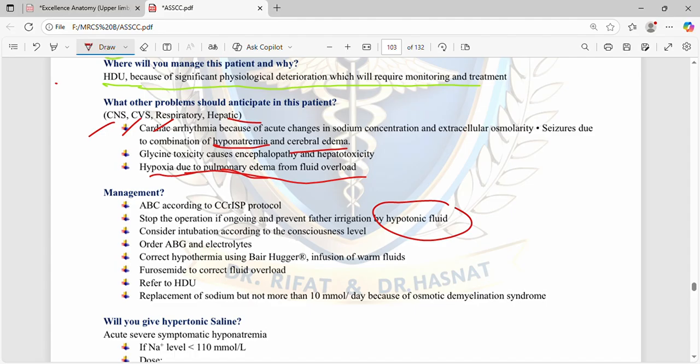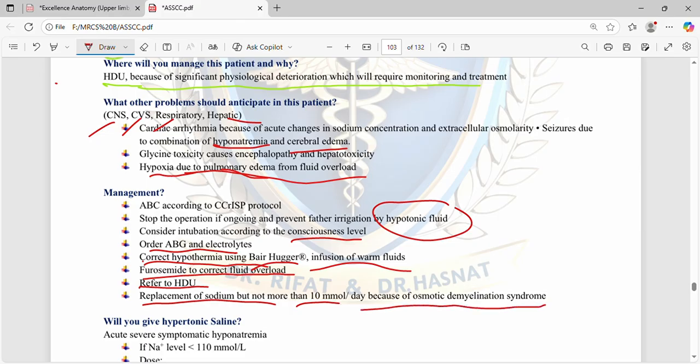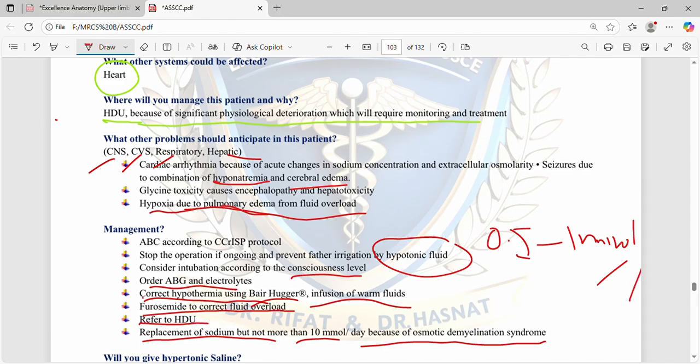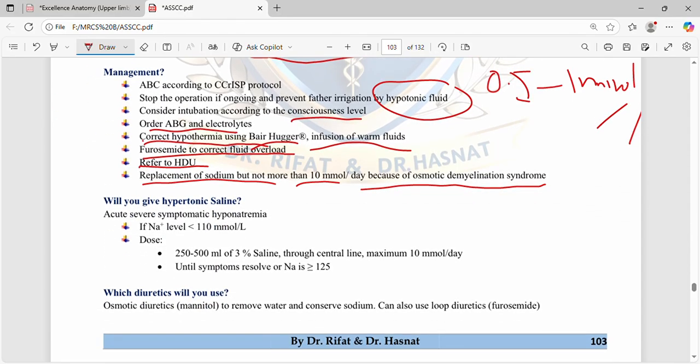Consider intubation according to consciousness level, or order ABGs and electrolytes, correct hypothermia using a Bair Hugger, infusion of warm fluids, furosemide to correct fluid overload, refer to HDU, replacement of sodium, but not more than 10 millimole per day because of osmotic demyelination syndrome. So you have to correct sodium by 1 to 1.5 millimole per liter per hour.